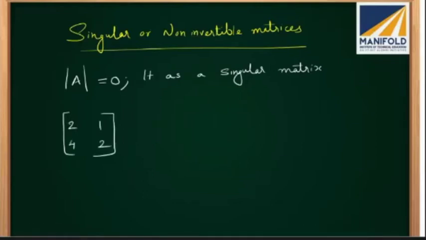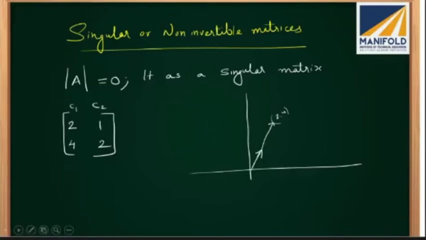We know this column is C1, this column is C2. We have the idea of the 2D picture now. 2, 4 will be this vector, right? And naturally 1, 2 will be along the same line. So these two vectors are lying on the same line. Naturally the area will be 0. So it cannot span the 2D space. That is what it means.